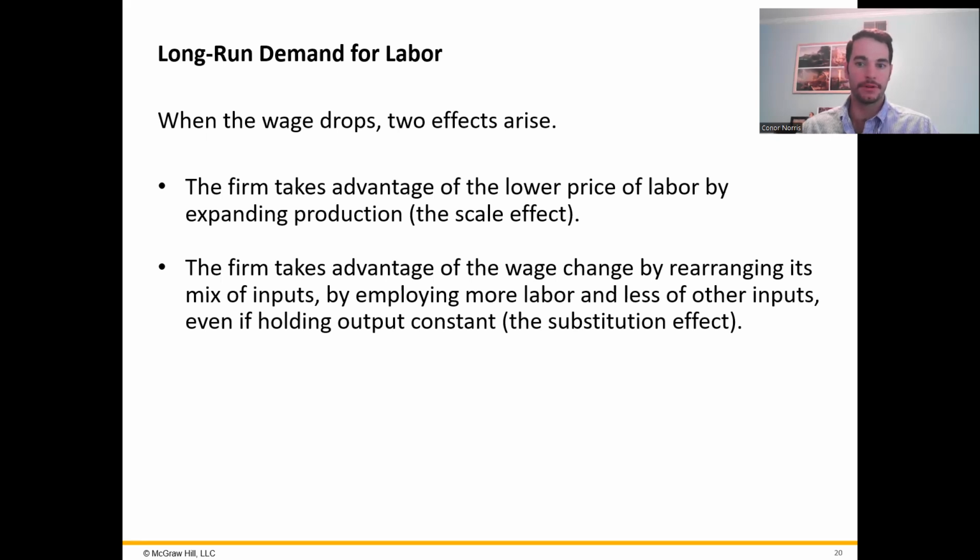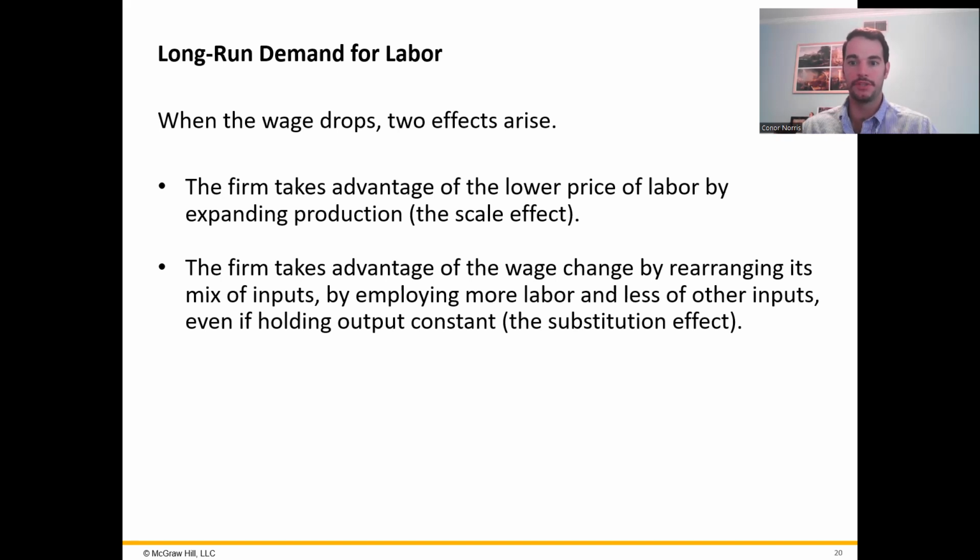Long-run demand for labor examines how firms decide on the amount of labor they need when they have the flexibility to adjust both labor and capital. In the long run, firms are not only able to choose how many workers to hire, but how much capital to invest in. So they can make more strategic decisions about their input mix in order to maximize their profits, unlike what we saw in the short run.